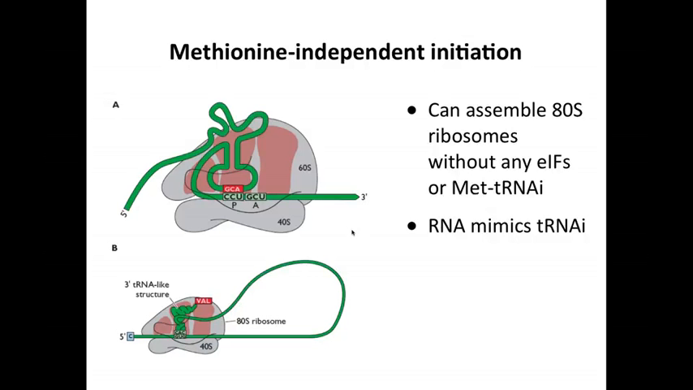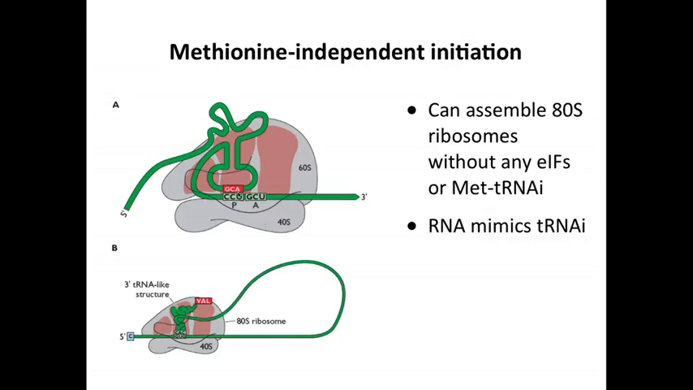Viruses, again, do this differently. Some viruses can initiate translation without methionine. Of course, that's called methionine-independent initiation. And here in panel A is one example of this. This is the IRES of the insect picornavirus, cricket paralysis virus. As the name implies, this is a virus that paralyzes crickets. And it's very related to polio, just like polio paralyzes humans. This virus paralyzes crickets.